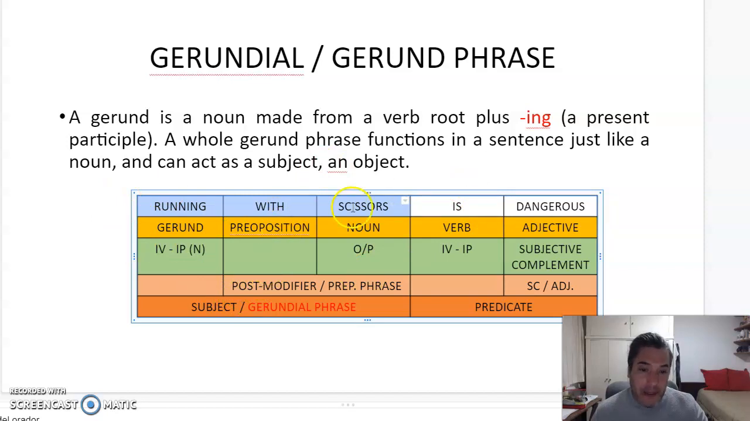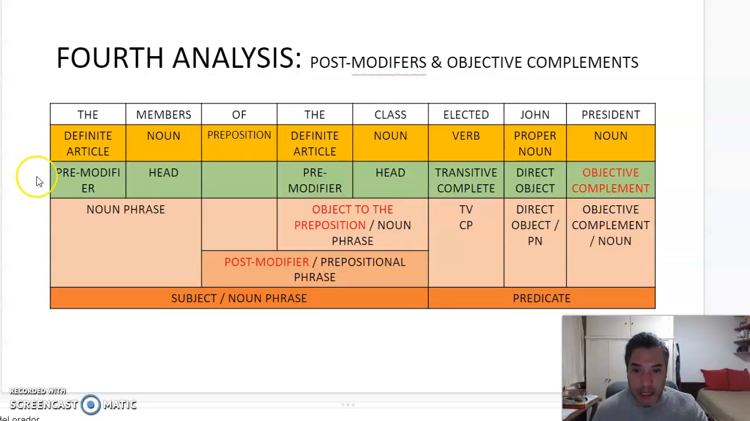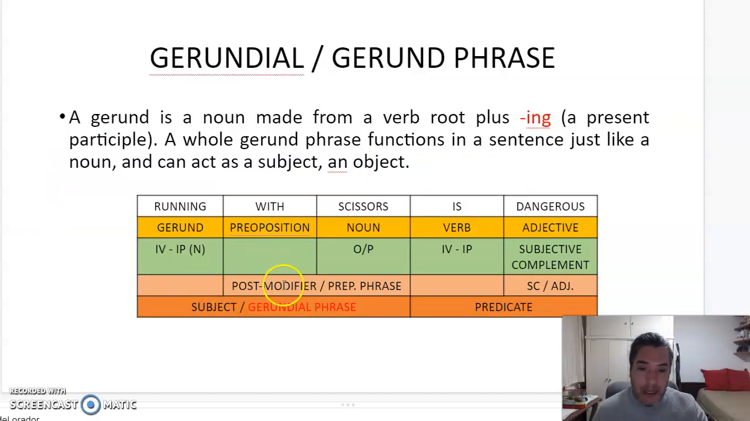And all of this is the subject. And with scissors, it's a post modifier because it's telling you something about running. And remember that if you have with, it's like having an of. We have already seen this, for example, here. This is object to the preposition, and it's a post modifier. The same happens here. And is dangerous is an adjective, and it can be the subjective complement. It's telling you more information about this running.